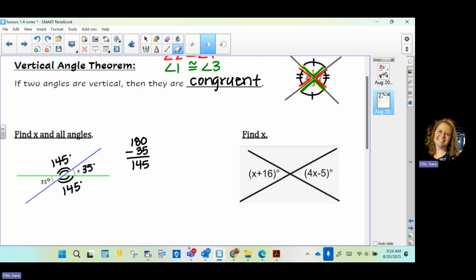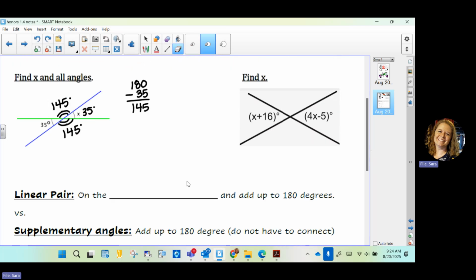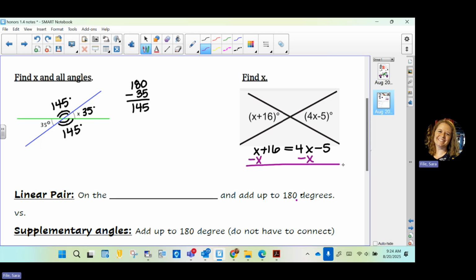Okay, now with some algebra mixed in. We can't forget our algebra, so we mix it into geometry a lot. We'll throw those variables in there. Vertical angles are congruent. When I'm setting up an equation, congruent means what? Equal. So I use an equal sign. x plus 16 equals 4x minus 5. Move like terms to the same side. I'm going to move the x to the right so I keep a positive coefficient. You can move 4x to the left and have a negative and you'll divide it out. You'll get the same thing in the end.